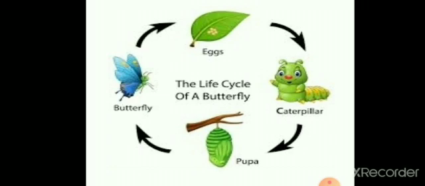So children, in this session we have studied the 4 stages of a butterfly, that is, from egg to adult butterfly. The first stage is laying eggs, the second is growing to caterpillar, the third stage is going to pupa, and the fourth stage is adult butterfly. So, this was all about the life cycle of a butterfly.